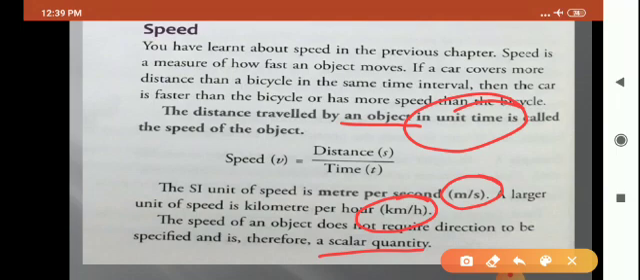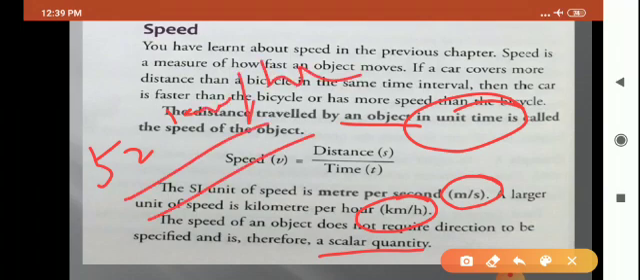When you say that the speed of the body is 52 km per hour, do you mention the direction also? It is just a numerical value. So speed does not require any direction and it is a scalar quantity. So two quantities are there, scalar and vector. In a scalar quantity you only require a numerical value, and in a vector quantity you require the numerical value as well as the direction also.